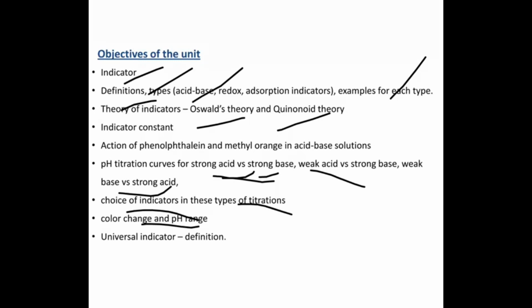There are many indicators having different pH ranges and color changes. They change color depending on their chemical substance. The color will be changed, and also there is a universal indicator and its definition.